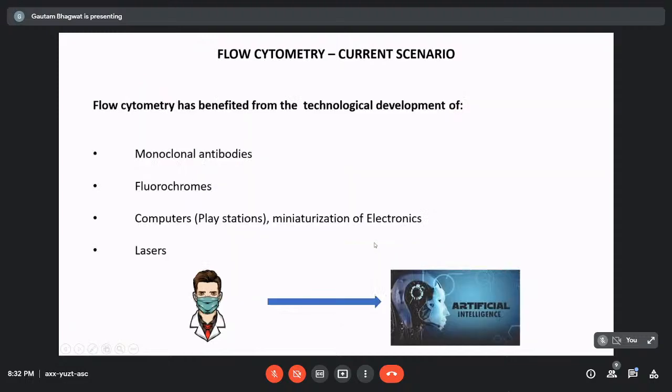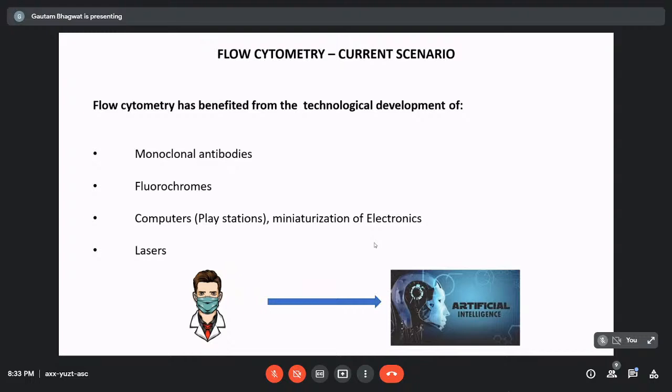It has benefited from the technological developments of monoclonal antibodies and fluorochromes. The computers are like PlayStations nowadays. And as I told, instead of only an argon laser, you have more lasers. More lasers means you can have more parameters. So instead of only 4 parameters, I can go to 6 to 8. The latest have 32 parameters with 5 lasers. So with advancement, in the current scenario of flow cytometry, you can get more and more parameters, giving you the opportunity to sort more and more cells.